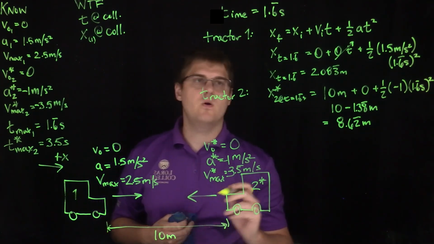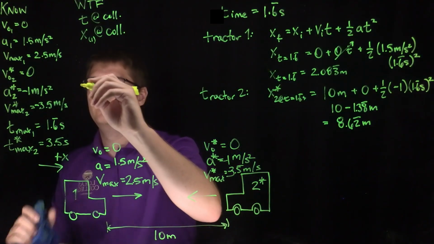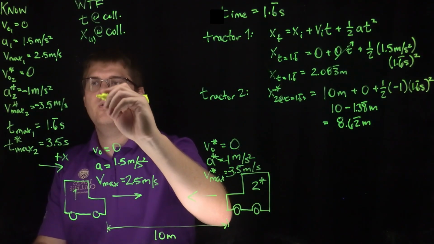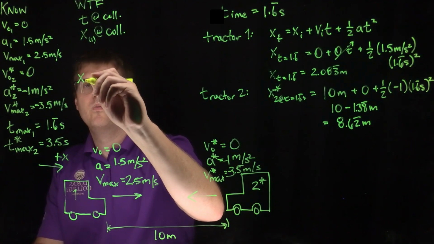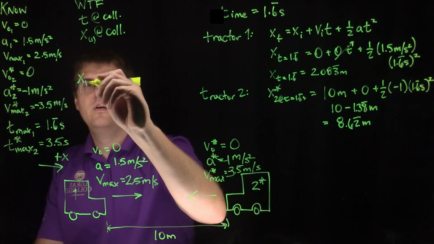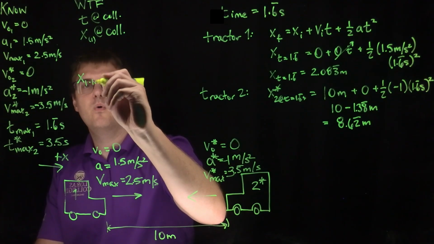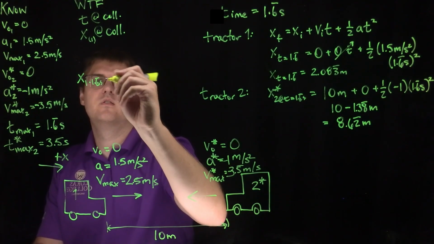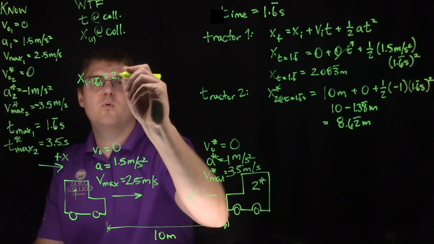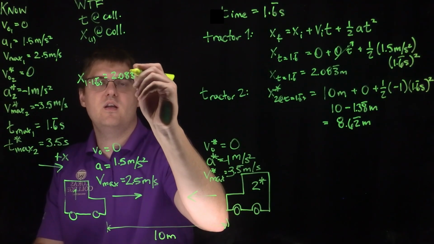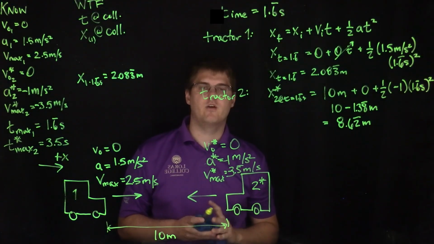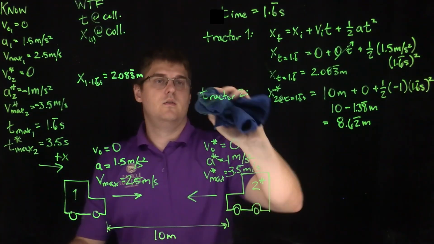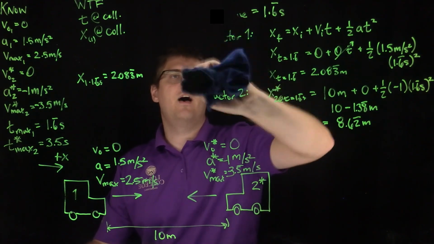However, what I am going to do is I'm going to mark this, how do I want to call it? X of tractor 1 at 1.6 repeated seconds. It's going to go 2.083 meters before it starts going at the same speed forever and ever. Amen. So we have that.